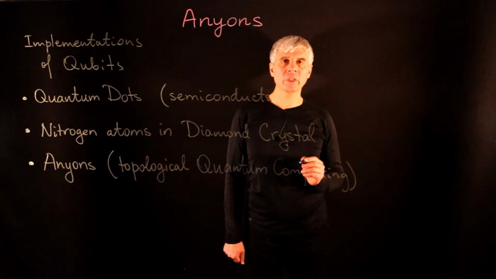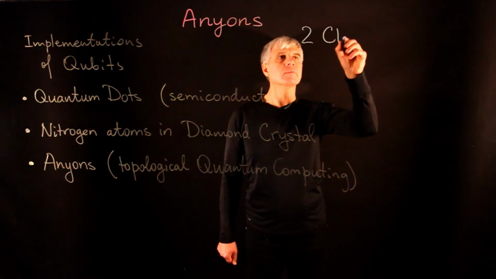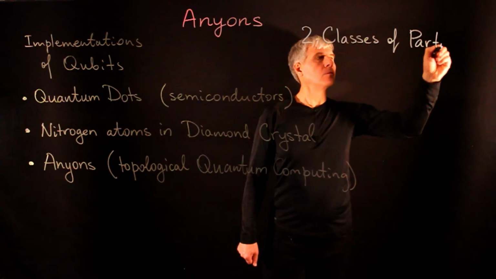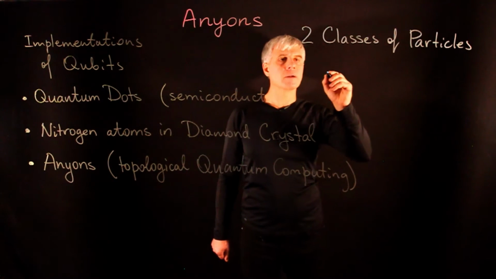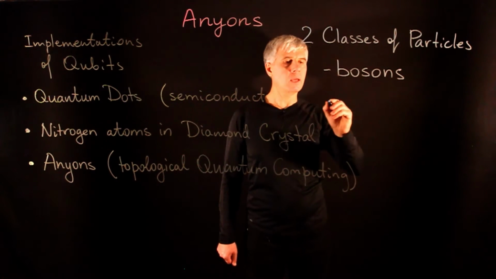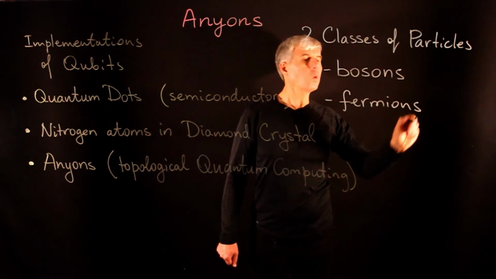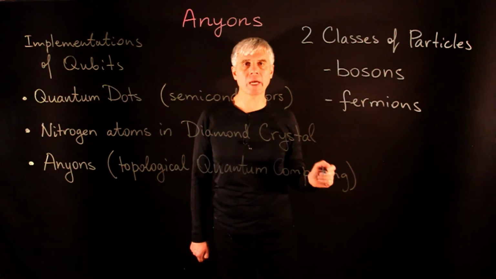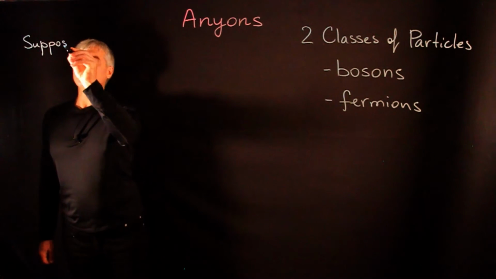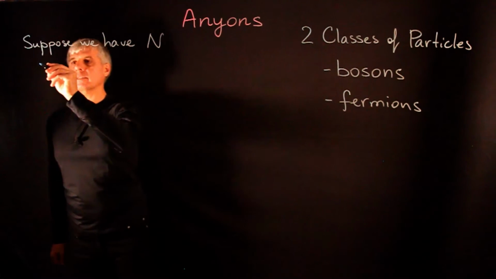In nature, all elementary particles split into two classes. So we have two classes of particles. There are bosons and there are fermions. What is the difference between these two types of particles? Suppose we have n identical particles.